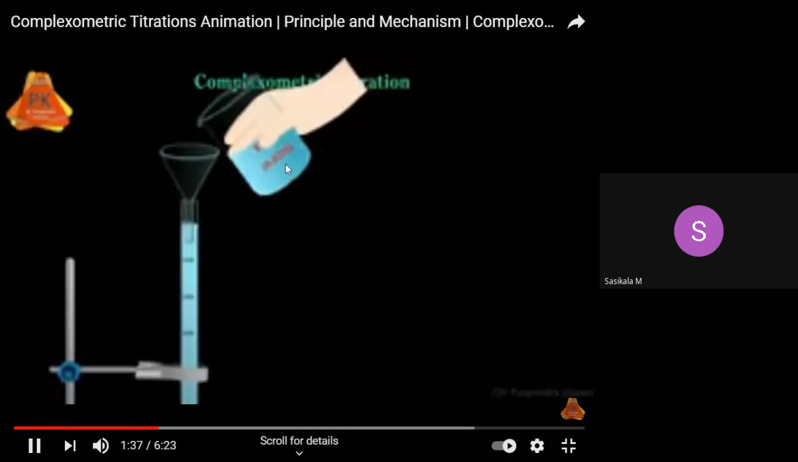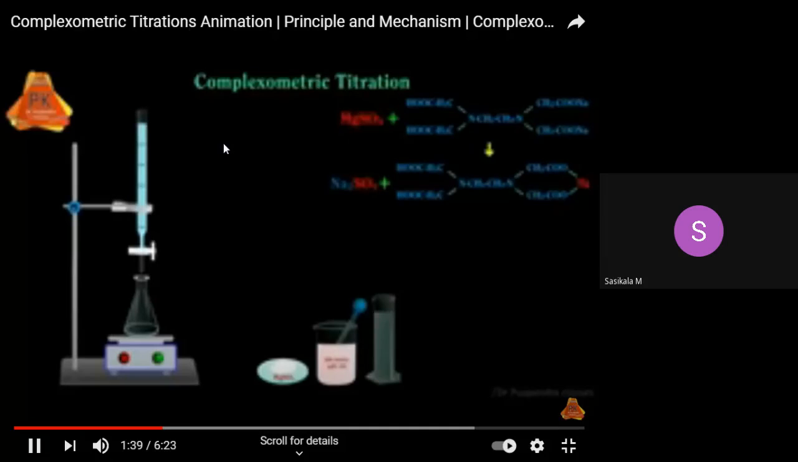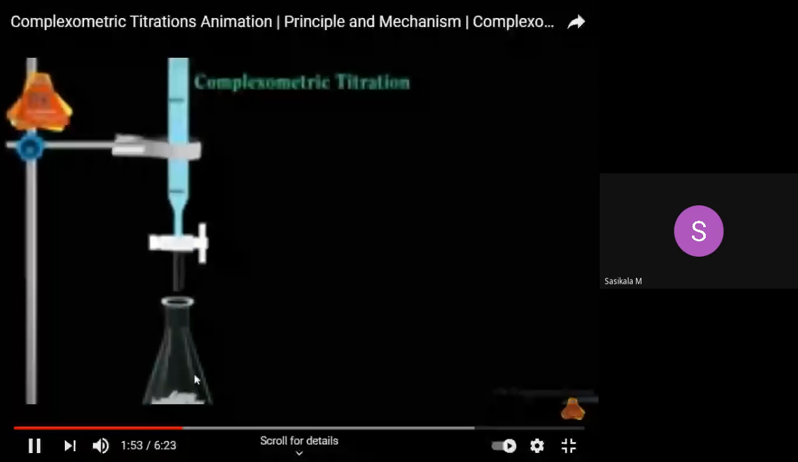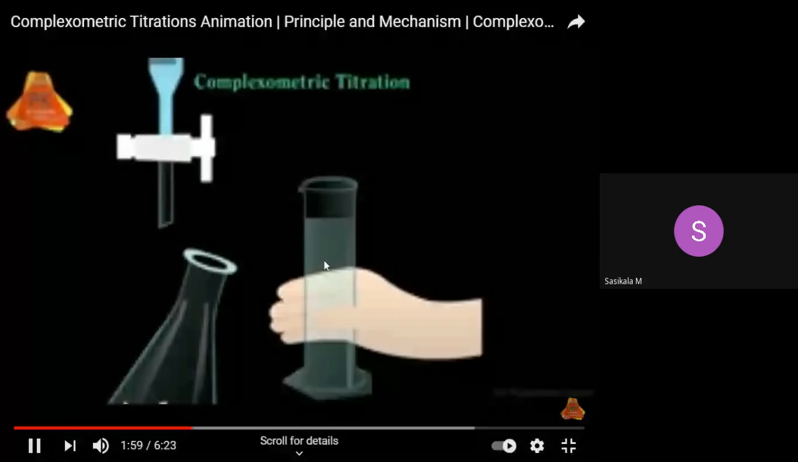So, burette with a known concentration of 0.05 molar EDTA. You have to take ammoniacal buffer. This pink color represents the buffer solution, and in the plate you can find magnesium sulfate. This is the sample that is added. Magnesium is a metal, and magnesium sulfate salt is added and dissolved with distilled water.